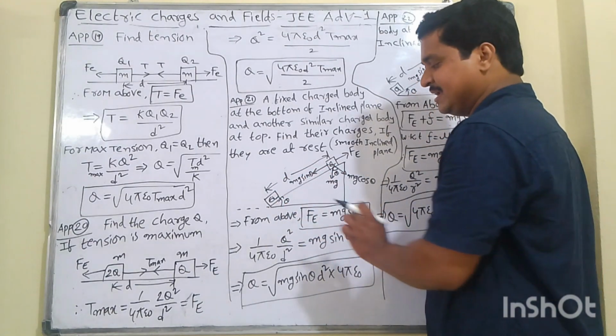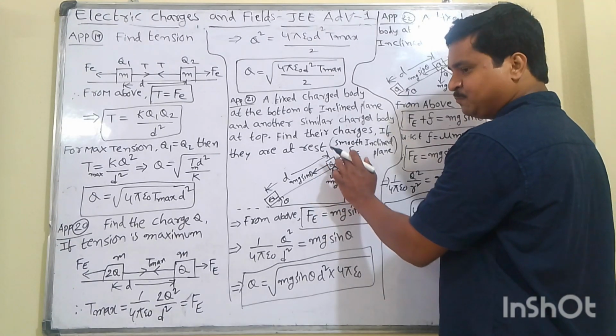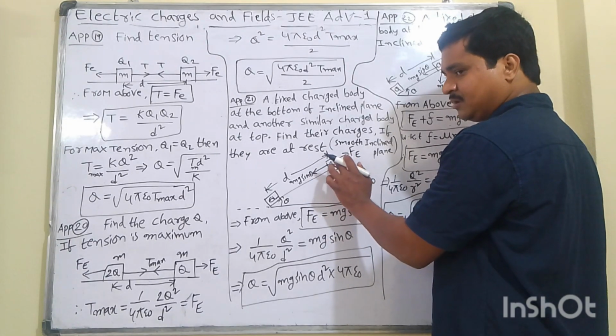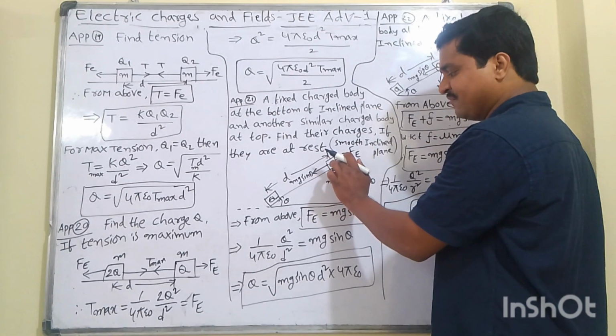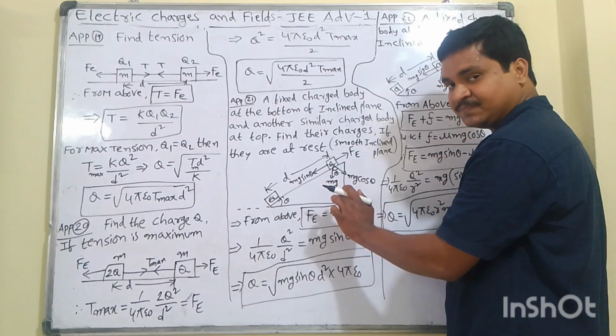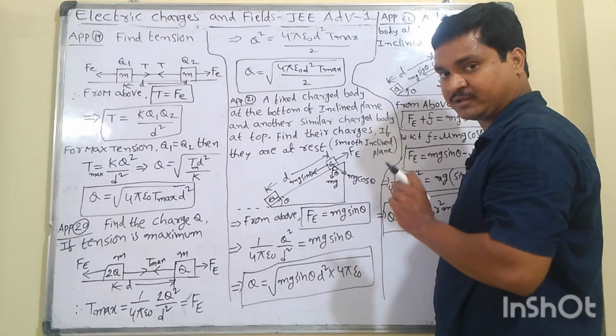Between the two charges, the distance is d. For the topmost charge, we have the block, and that block has mass m. So that mass m has weight mg acting vertically downwards. Here, in the inclined plane concept, in the friction chapter, laws of motion chapter, you will get one concept.